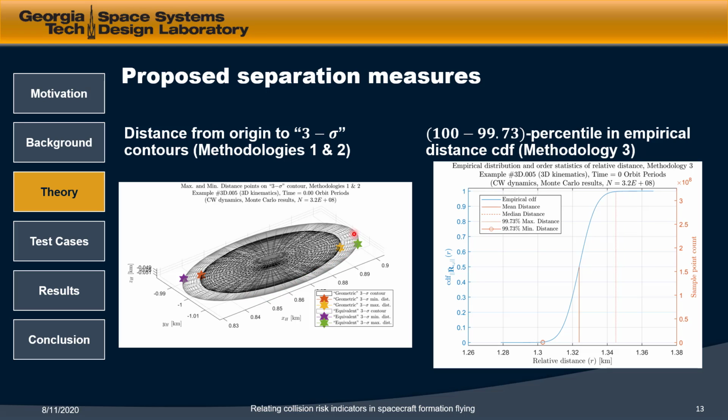Naturally, the second proposed separation measure is the minimum distance from the origin to a 3 sigma contour that is equivalent in the sense that 99.73% of relative position cases are within that covariance contour. This coincides with the colloquial understanding of a 3 sigma event.